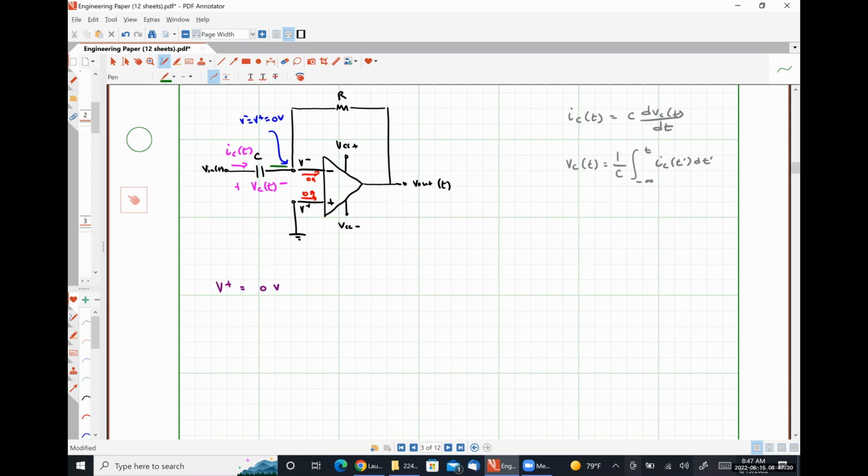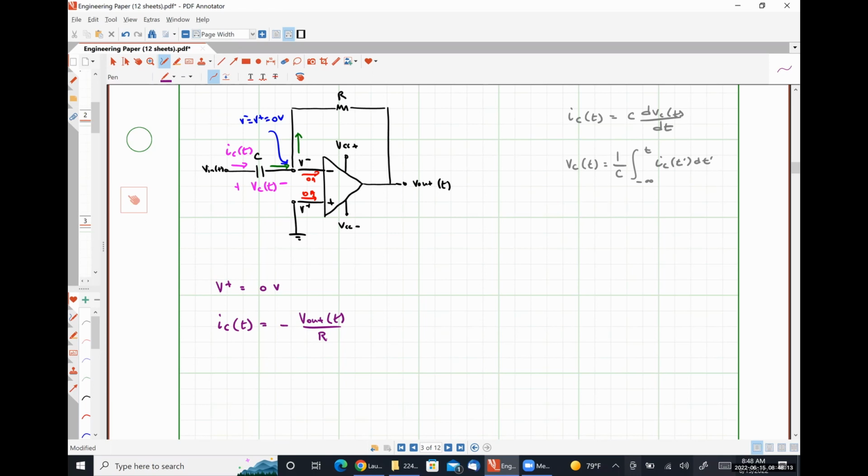Current flowing in is equal to the current flowing out. And so what that's going to give us is IC of t, that's the current flowing in, is equal to 0 minus Vout, so negative Vout of t over R. And now I have to figure out how to relate my input signal to IC of t. So how does my input signal relate to VC of t?